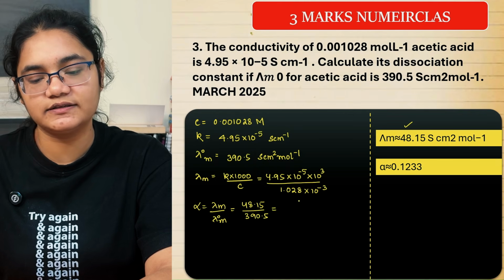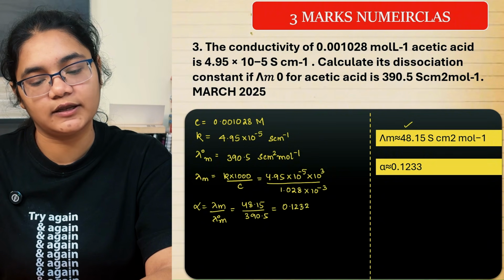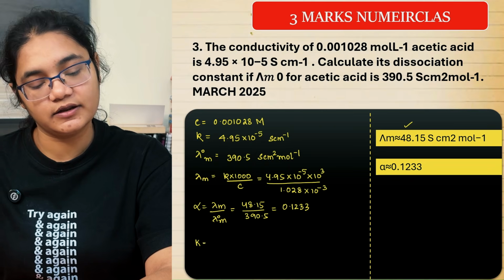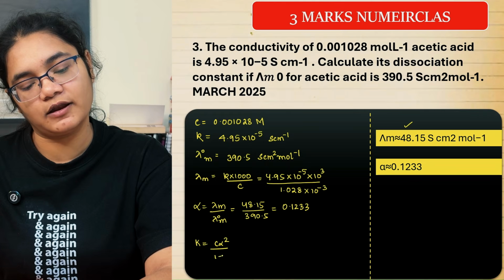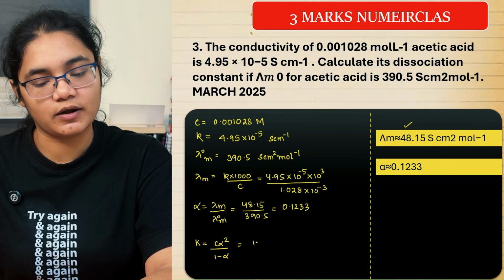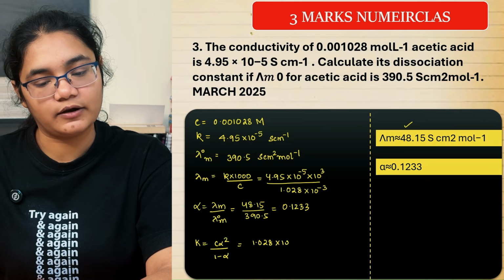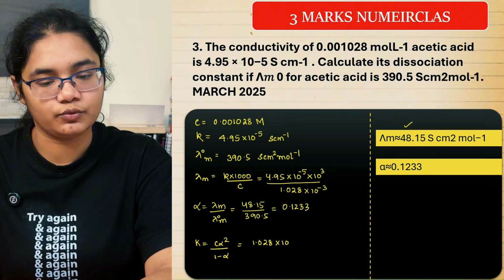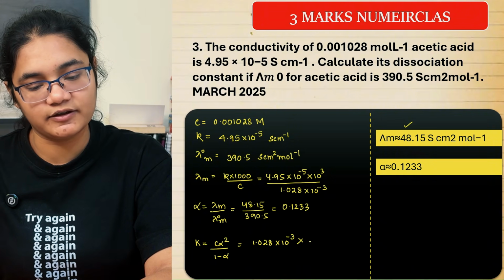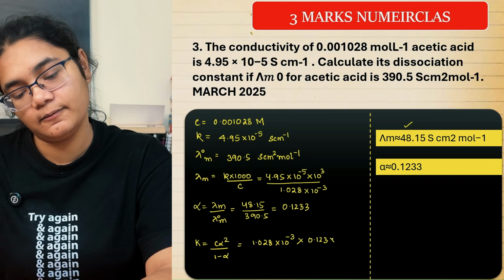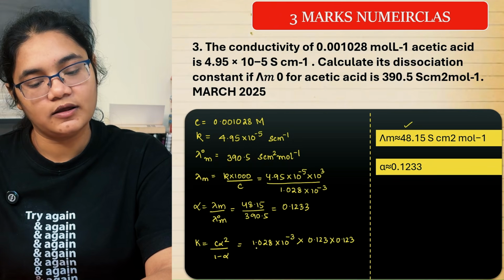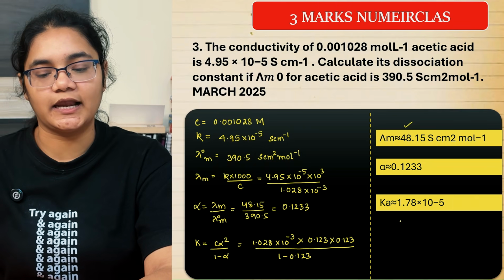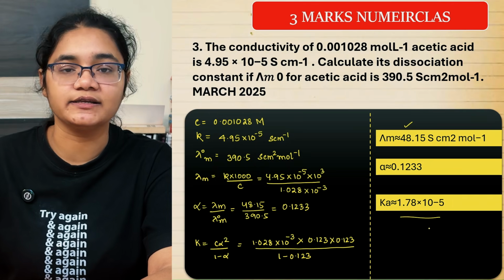Okay, now if I solve this, I'll get an alpha value of around 0.1233. Next thing is to calculate the dissociation constant. Ka is equal to C alpha square by 1 minus alpha. C value is how much? 1.028 into 10 to the power of how much? I'll get minus 3, right? 1, 2, 3. Minus 3 into alpha square, 0.123. Alpha square by 1 minus 0.123. Okay, now if I solve this, I'll get 1.78 into 10 to the power of minus 5.